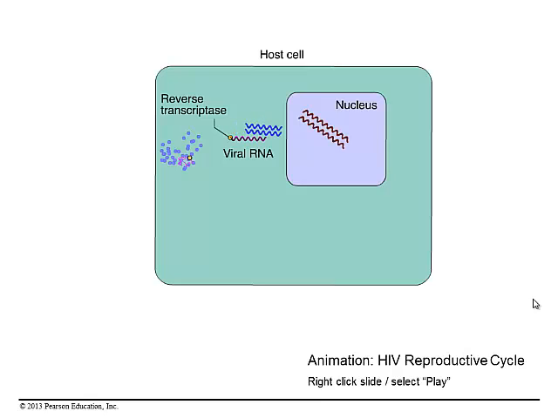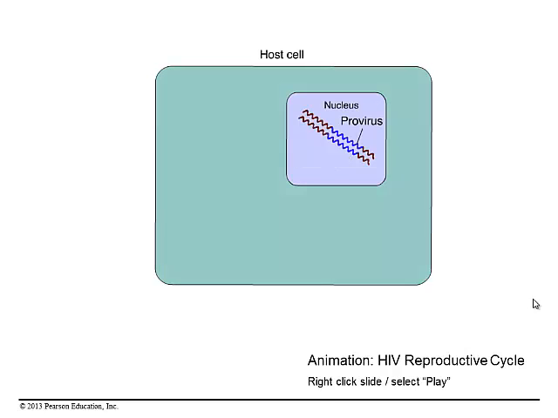The double-stranded DNA is incorporated as a provirus into the host cell's chromosomal DNA, where it may lie dormant for years. Occasionally, the provirus is transcribed into RNA. This RNA serves as both messenger RNA for the formation of HIV proteins and as genetic material for the next generation of viruses. Protein coats form around viral RNA and reverse transcriptase molecules. Viruses bud from the host cell, acquiring envelopes as they leave.